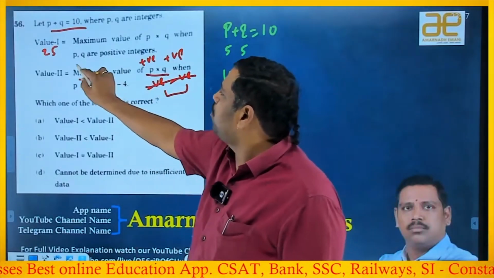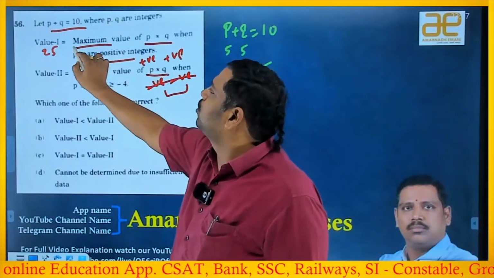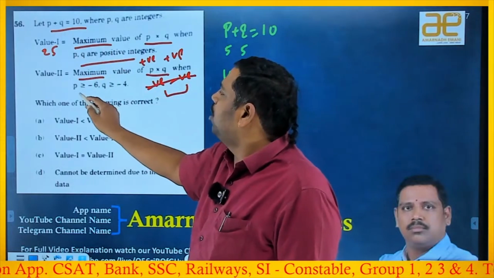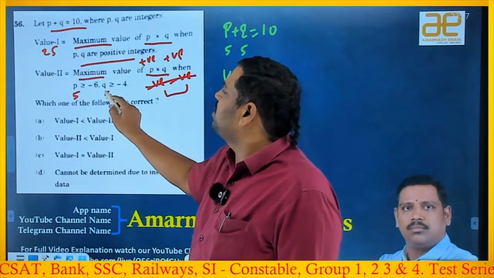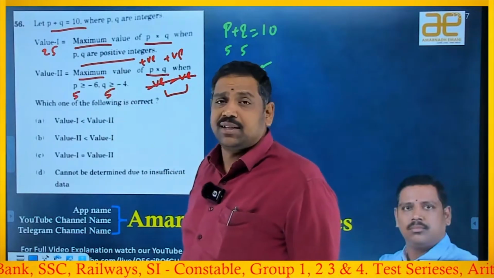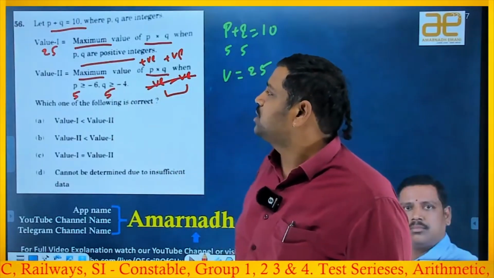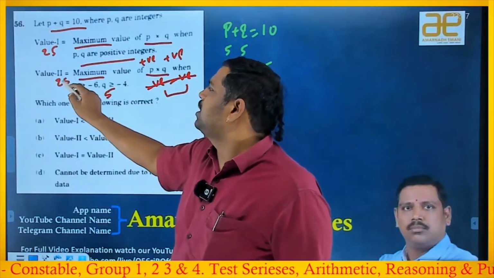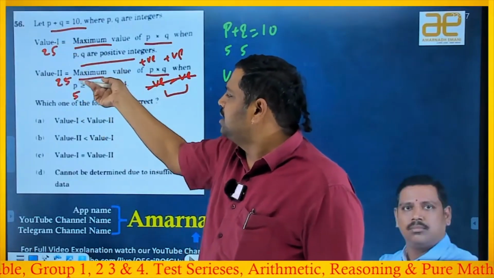Sir, when both are positive, if we want the greatest value of P into Q, definitely what I have to take, both are equal, 5, 5. P is 5 a possibility, Q is 5 a possibility because P is greater than or equal to -6, Q is also greater than or equal to -4, right? So if you take 5 and 5, the maximum value you will get is 25 only. That is 25. This is also 25.